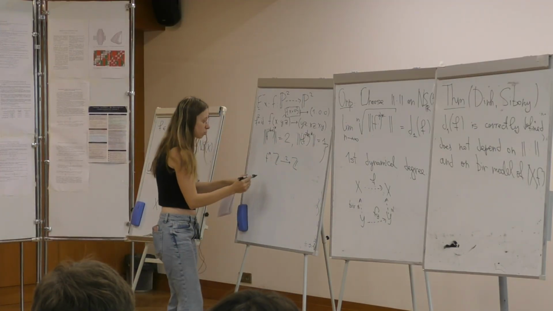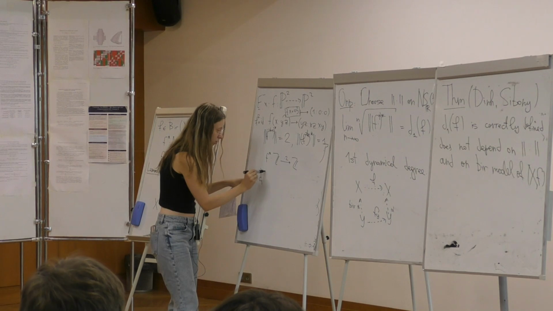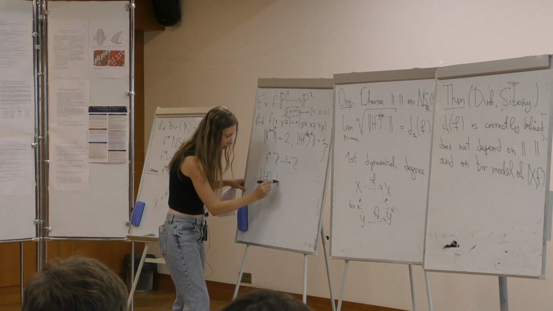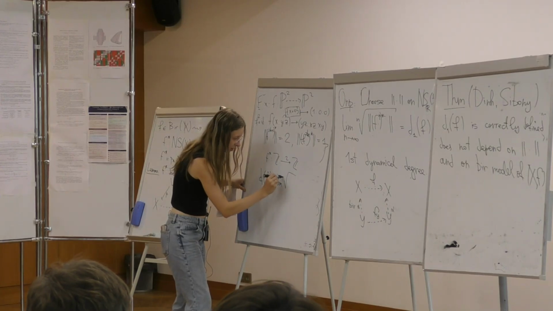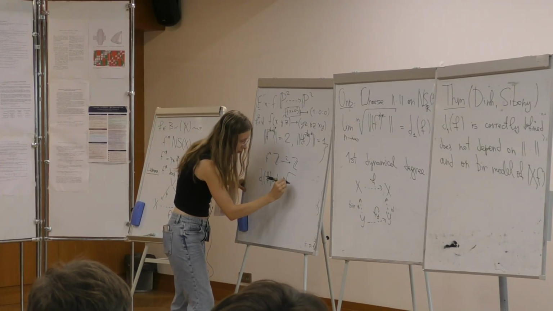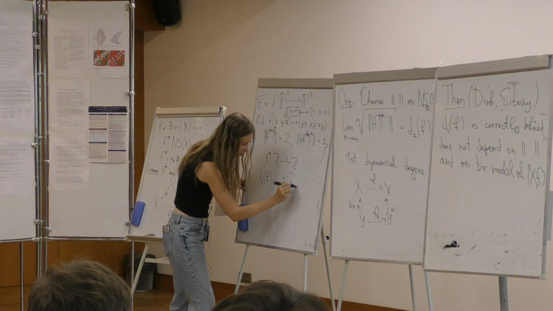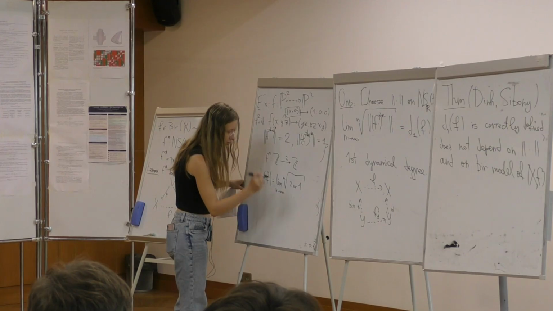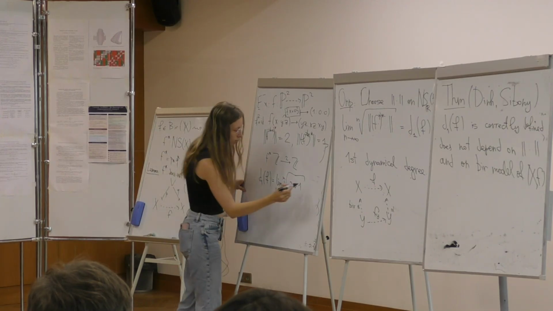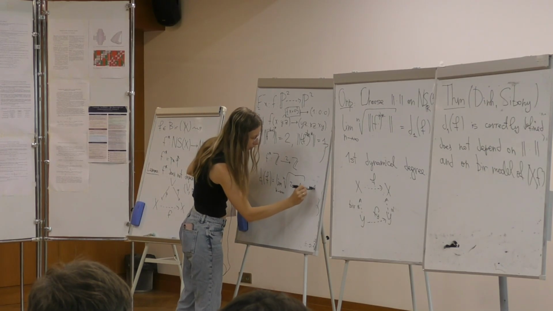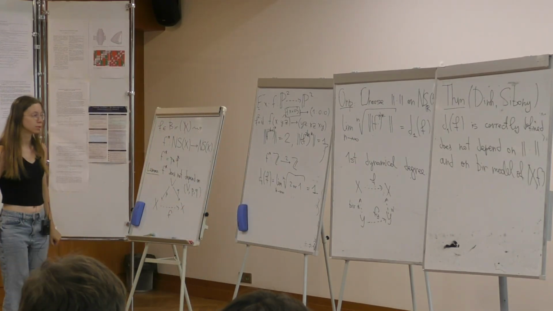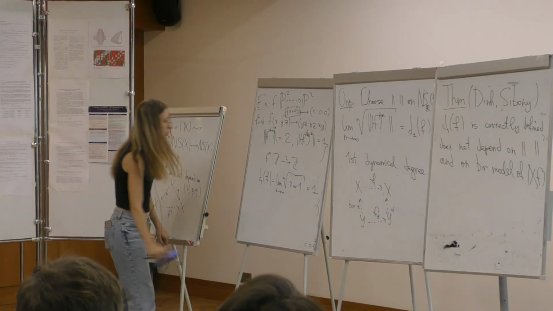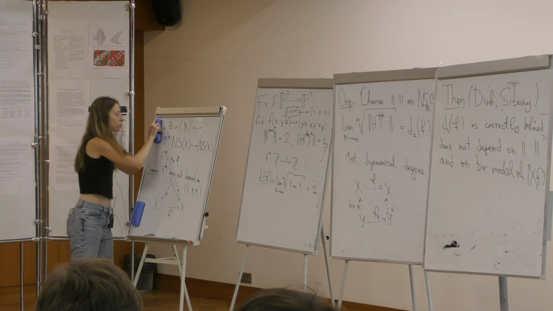So here d1 of f equals the limit of the nth root of 2 or 1. So this goes to one. So in this example, the dynamical degree equals just 1.